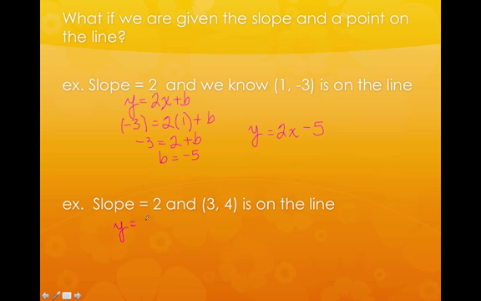Y equals 2x, my slope, plus b of some sort. I'm going to plug in my 3 and my 4: 4 for y equals 2 times 3 for x plus b. So 4 equals 6 plus b. Therefore, b equals negative 2. So I have the equation y equals 2x minus 2.